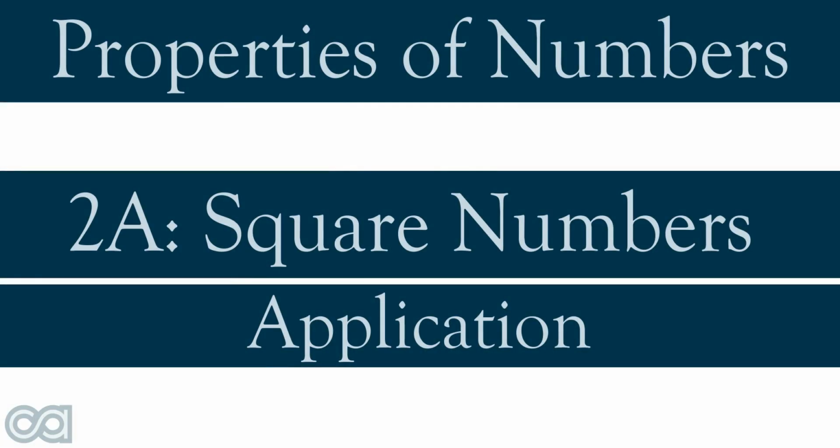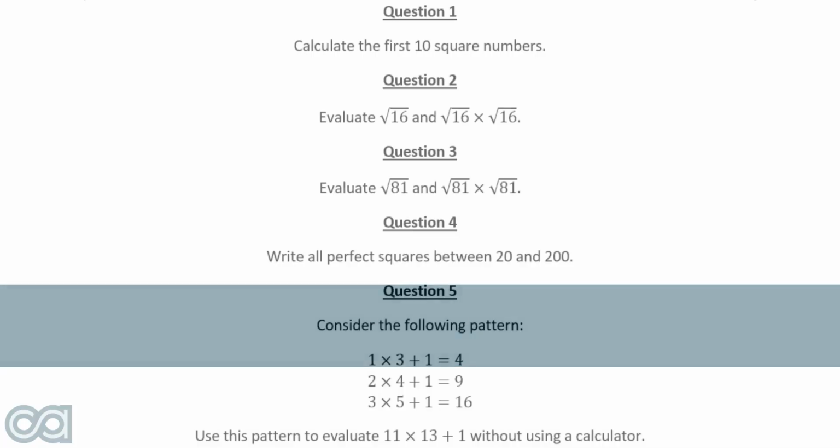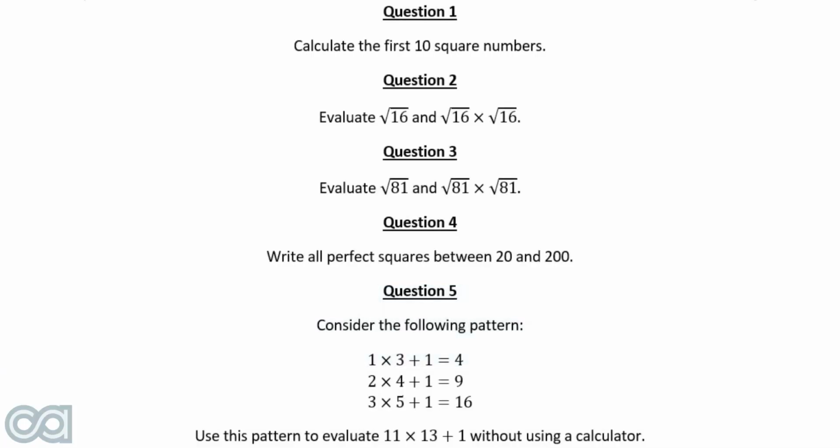This is video 2A for the Year 7 Mathematics course. In this video, we're going to be covering some example questions from square numbers, under the topic of number properties. The 5 questions we will be going through are now displayed on the screen, so I recommend that you attempt these questions before watching the rest of this video.